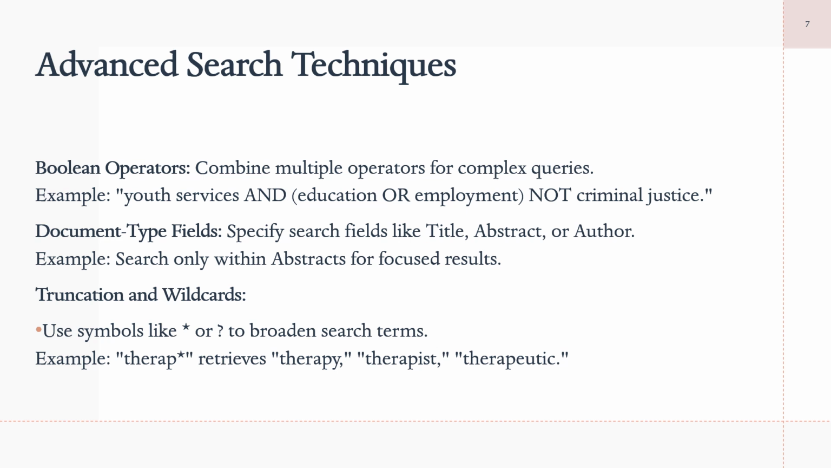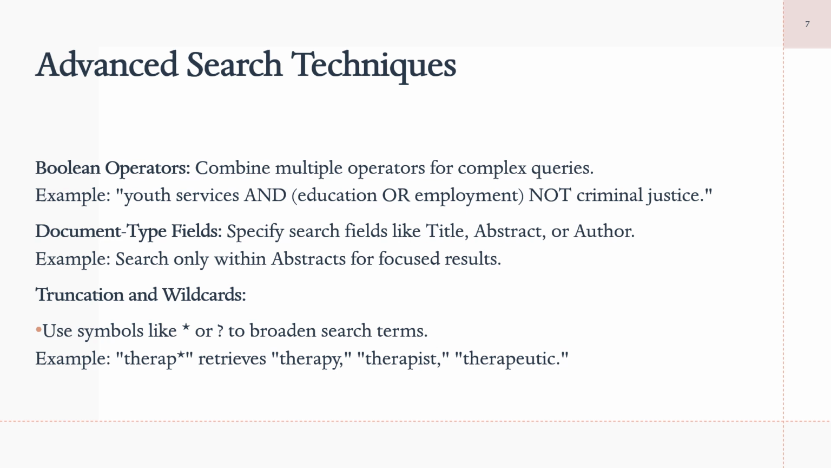You go to document type fields, which are specific search fields like title, abstract, or author. So if you just want to look for the title of an article, you can do that. You can also look for the abstract, then copy and paste an abstract and place it in the database to look for it. You could do that too. Or if you're looking for an author, say you like an author and you want to look for the same articles based on the author, you could do that as well. An example is searching only within abstracts for focused results.